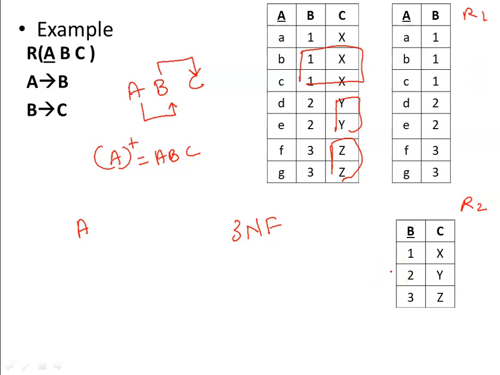So this is how and this is why normalization is applied: to avoid insertion anomaly, to avoid deletion anomaly, to avoid updation anomaly, and to reduce the redundant data.